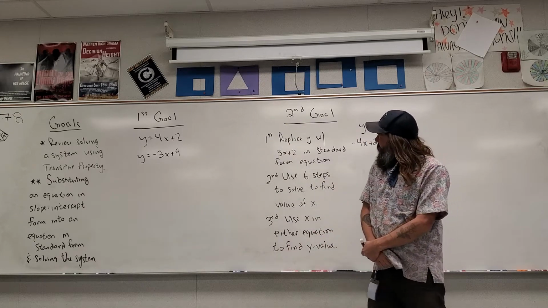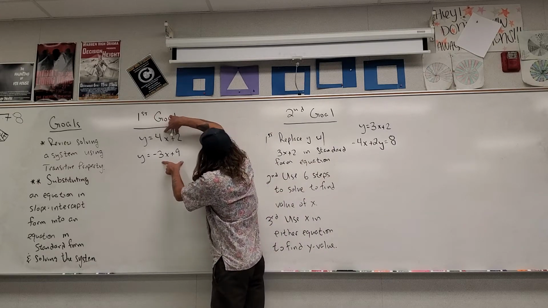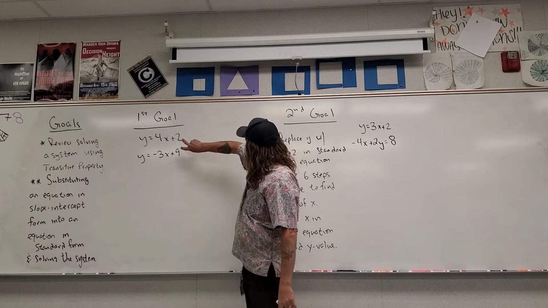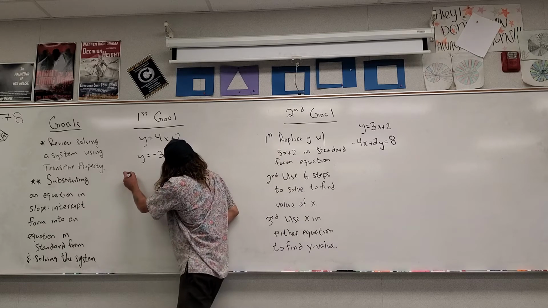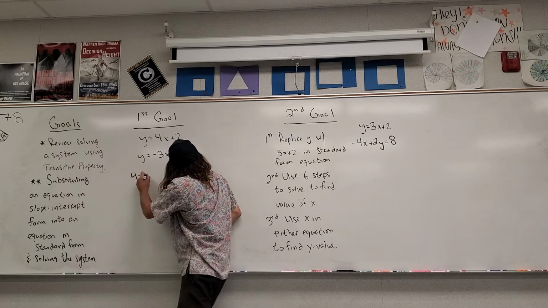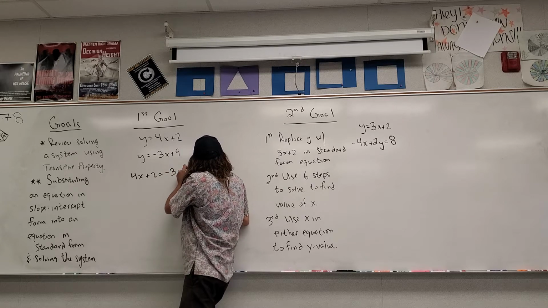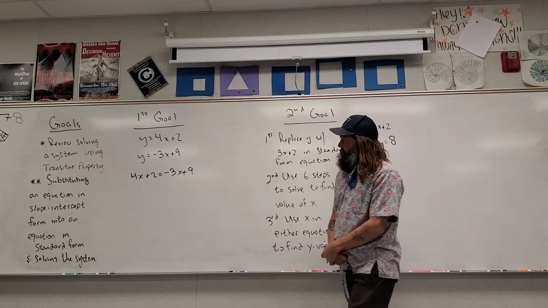And remember, the transitive property says that if two things are equal to the same thing, those two things themselves must also be equal. So I can create another equation out of these two equations and say that 4x plus 2 is equal to minus 3x plus 9. And now we get into our 6 steps to solve.